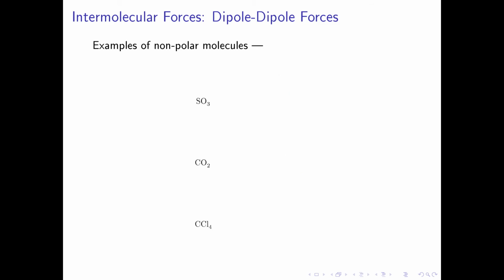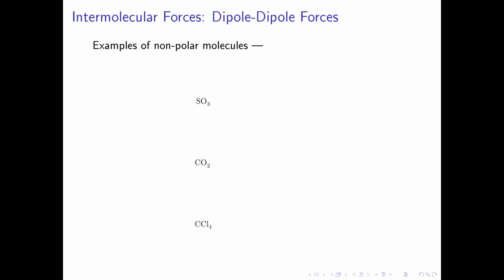Now let's consider three examples of nonpolar molecules. In each of these cases, we will see that the molecule does possess regions of electron density, but due to the symmetry of the molecules, these regions of electron density tend to counterbalance each other, so that there's no net dipole moment. As before, I recommend that you pause this video and make an attempt to draw the Lewis structure for each of these three molecules.